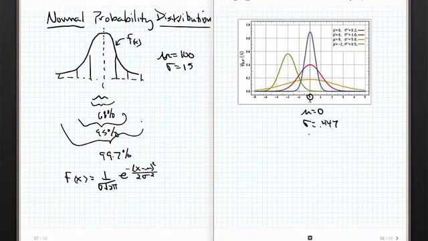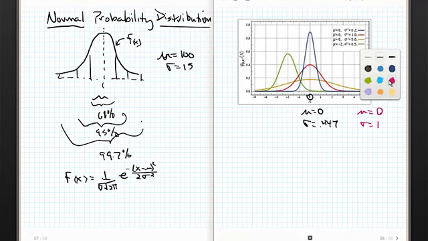Now look at the red one. For the red guy, down here, I know that the mean is equal to 0 as well. Notice it's centered right here. And the standard deviation is 1, because the variance is 1 and the square root of 1 is 1. So the data is not as tightly packed around the mean.